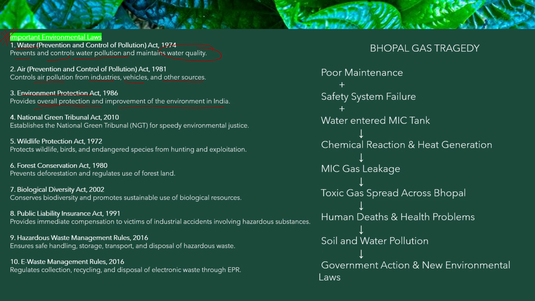National Green Tribunal Act establishes the National Green Tribunal for speedy environmental justice. Wildlife Protection Act protects wildlife, birds, endangered species from hunting and exploitation. Forest Conservation Act prevents deforestation and regulates use of forest land. Biological Diversity Act is used for conservation of diversity and promotes sustainable use of resources.